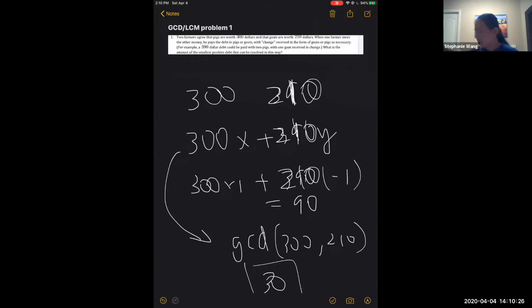All right, so for example, a $390 debt could be paid with 2 pigs, 1 goat received in change. So that just means that farmer A can give farmer B 600, and then farmer B can give farmer A 210, and this way you can resolve a $390 debt. Basically, it's telling you that you're trying to find the smallest possible combination of 300 and 210. And by Bezout's identity, the smallest possible combination sum is just going to be the GCD, which is 30.